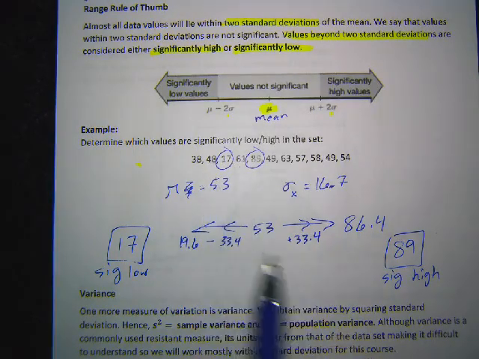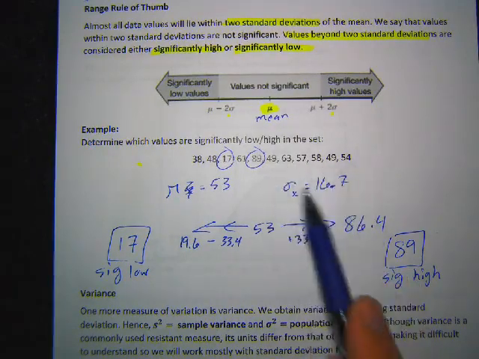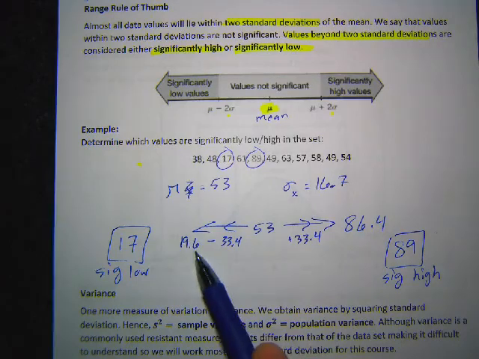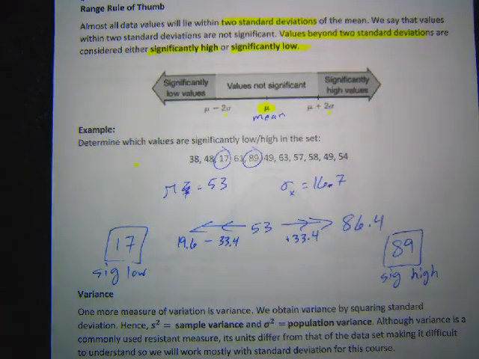So 61, 48, those are between 63, 57. Yeah, so the rest of these are in the 50s and 60s. They're all less than 86 and more than 19. So those are the only 2 numbers that are significantly low and significantly high. Again, we don't expect to find many of those.